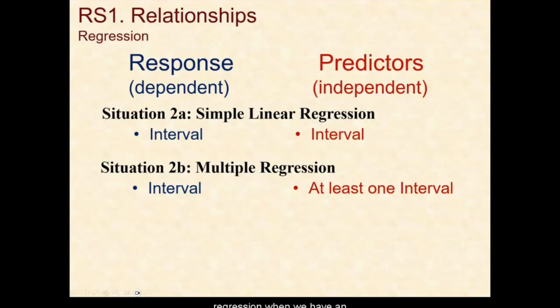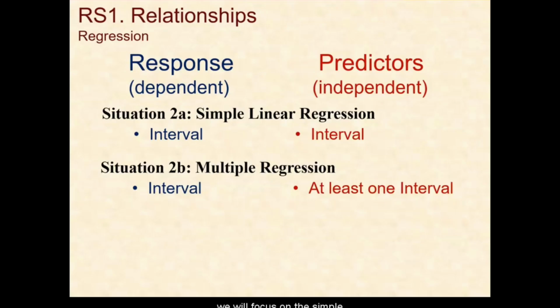We can use multiple regression when we have an interval-level response variable and one or more predictor variables, at least one of which is also an interval-level variable. We may also have one or more nominal predictors, but for multiple regression, at least one of the predictors is interval level. If we have all nominal predictors, then we would use a form of the analysis of variance, a two-way or three-way ANOVA, etc. But if we have an interval-level response variable and multiple predictors, at least one of which is interval, then a multiple regression analysis is considered.